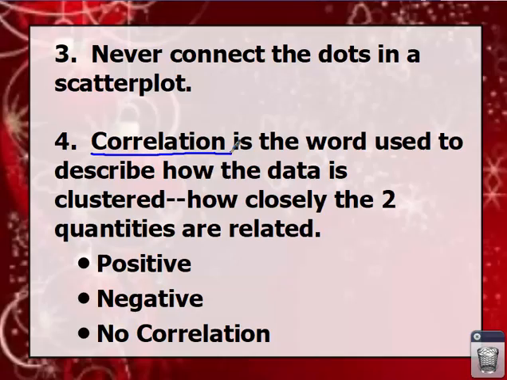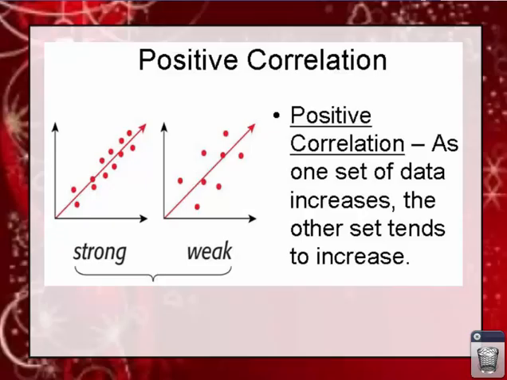Correlation is a word that we use to describe how the data is clustered or how closely the 2 quantities are related. And we have 3 types of correlations that we're going to deal with. We have a positive correlation, which is just like a positive slope. It's going uphill. We have a negative correlation, which means it's going downhill. Or we have no correlation, which means there's no connection whatsoever. So let's look at what these correlations look like. Here's an example of positive correlations. And you'll notice that we've got a strong correlation and a weak correlation.